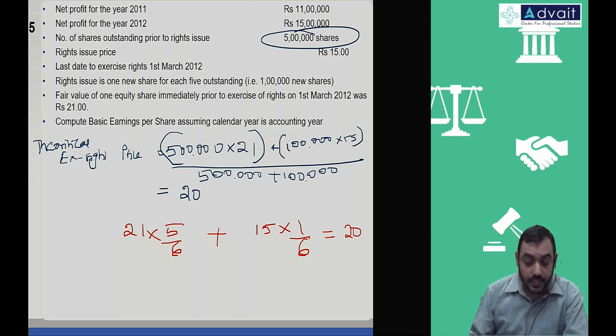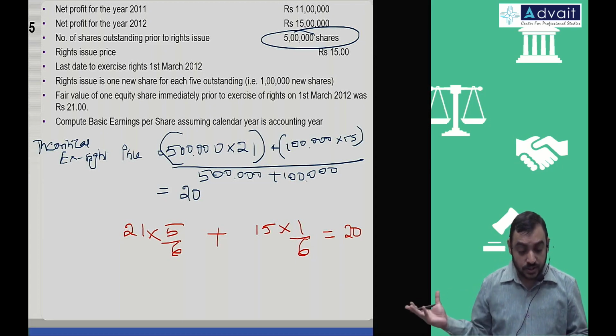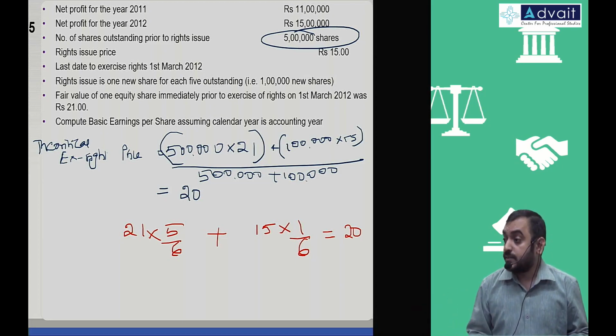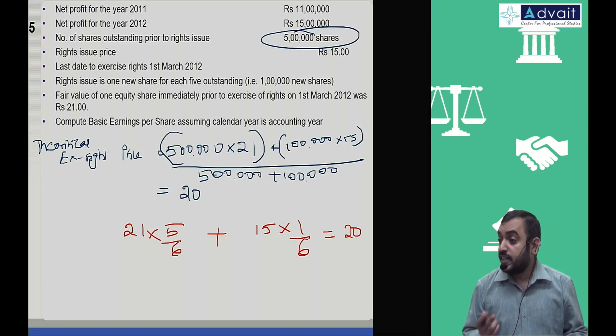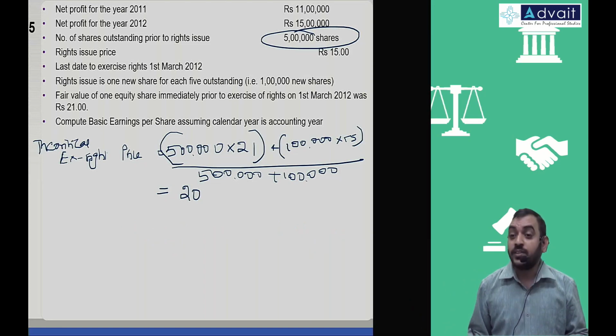On a ratio basis. Anyway, so the theoretical ex-rights price is 20, and in your SFM they can ask you this question: what is the value of the right? The impact of the issue of rights. What is the value of the right per share? In your security analysis chapter, all these things were there. Hopefully your SFM faculty has done problems on these areas. If not, we are doing it, make use of it.